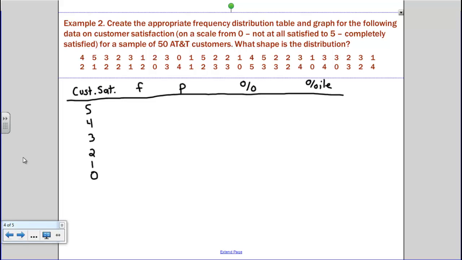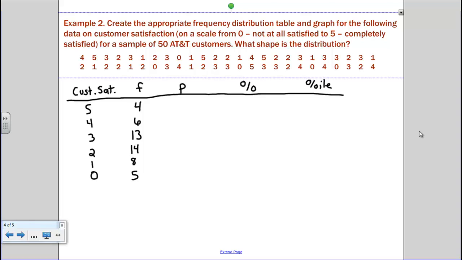All right, the frequency of each. So if I count, how many 5s are there in this data set? I see 1, 2, 3, 4 5s. So that's the frequency. There's 4 5s in my data set. If you count the number of 4s, you'll find that there are 6 4s, there are 13 3s, there are 14 2s, there are 8 1s, and there are 5 zeros.